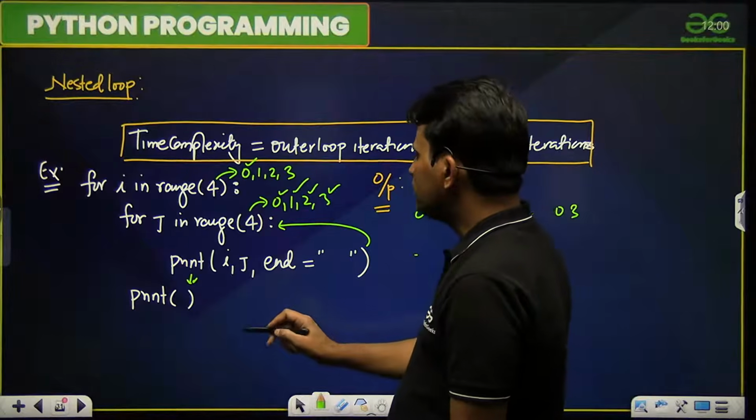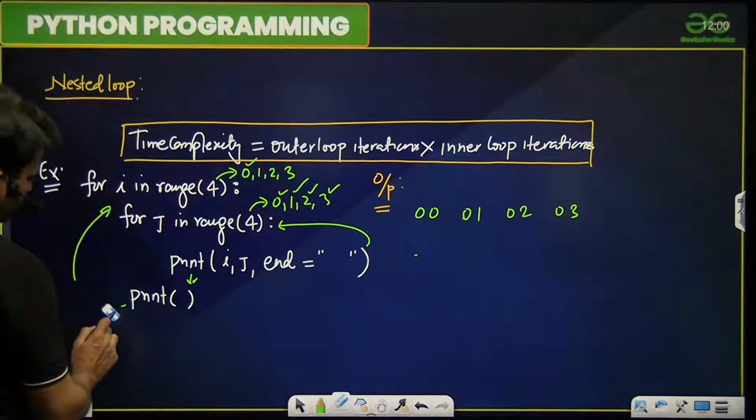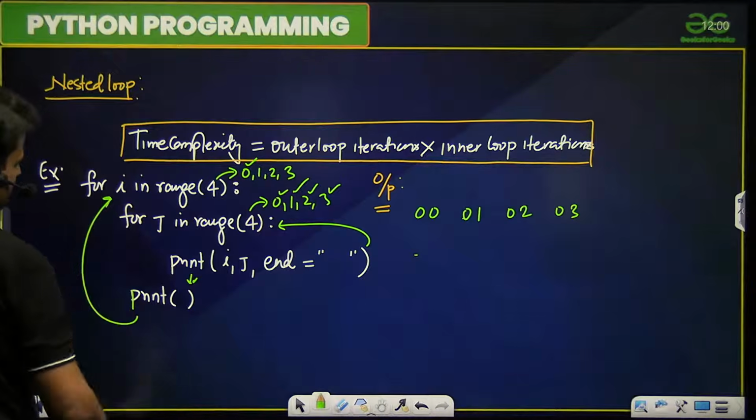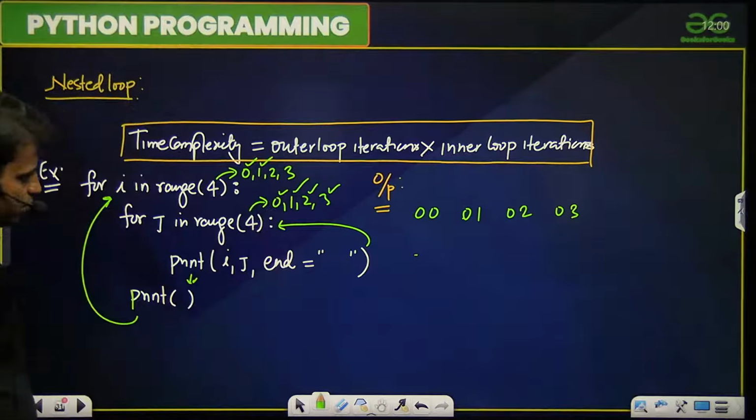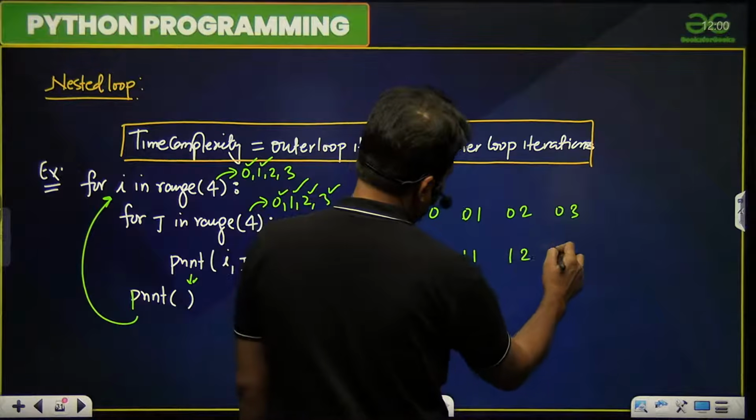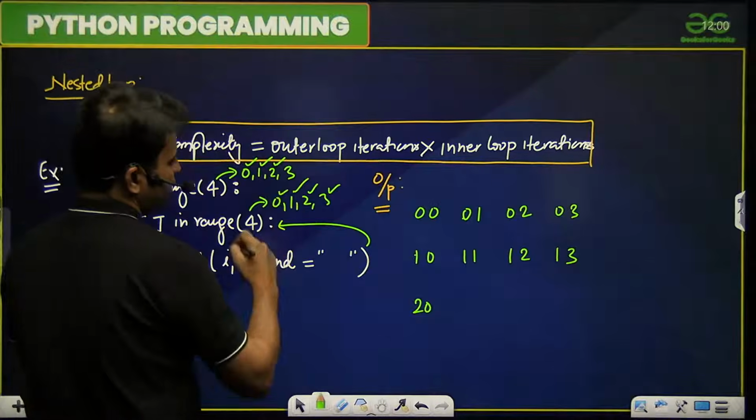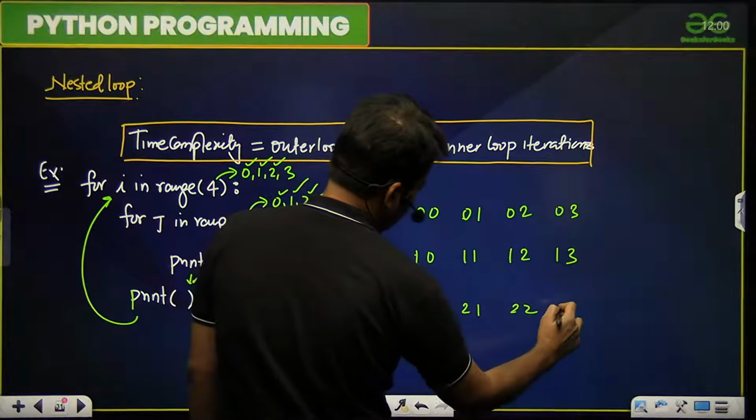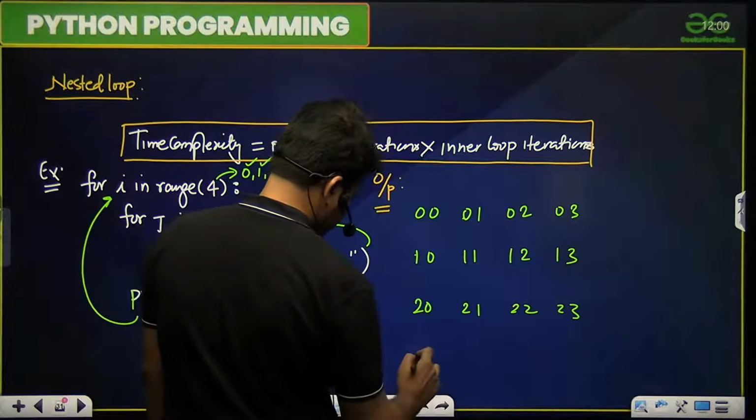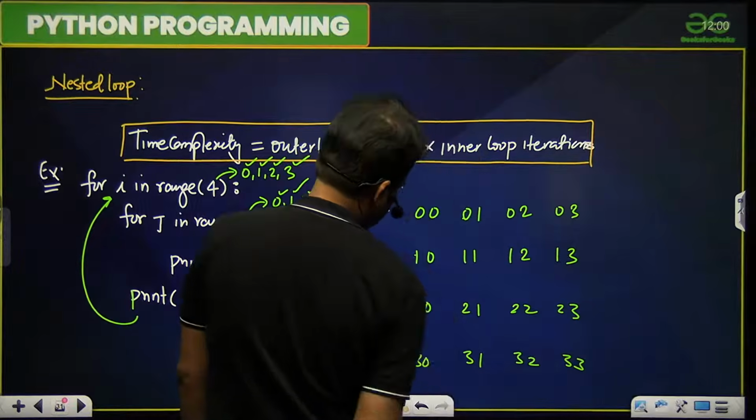After this you go to the outer for loop. Now i equals 1. Then again for 1 you can iterate: this is 1 0, here 1 1, 1 2, 1 3. Similarly the same pattern, now i is 2: 2 0, 2 1, 2 2, 2 3, and so on. So this is the output.